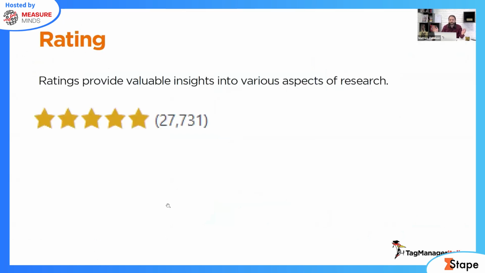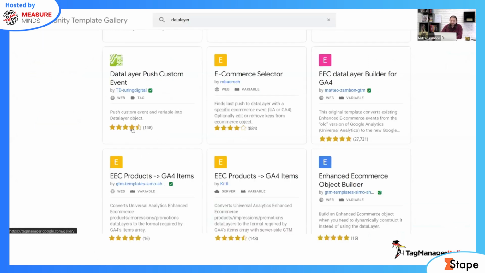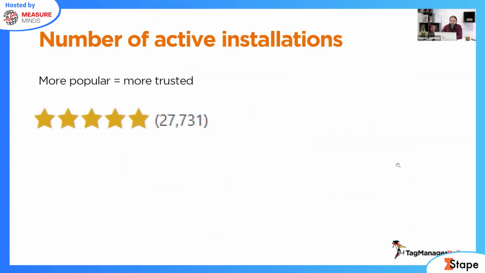So the first is rating. A rating provides valuable insights. If I see the ratings directly in the tag or in the variable, probably I understand this is a great variable or tag in the community gallery, because it was rated by other users. It can be helpful to choose this variable and not that variable, because probably they have the same functionality, but one is better than the other. So rating is a great opportunity.